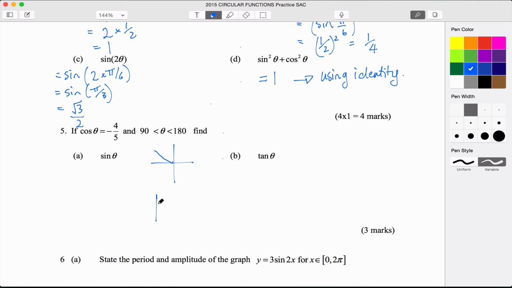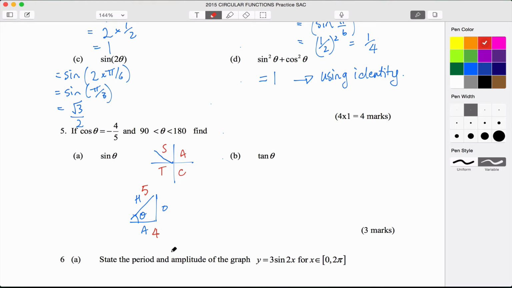I'm going to draw myself a little triangle as well from my unit circle. This is my theta, this is my opposite, this is my hypotenuse, this is my adjacent. If we know cos theta is negative 4/5, and we know using CAST here that cos theta is negative in the second quadrant, 4 divided by 5, cos, using SOHCAHTOA, cos is adjacent over hypotenuse, so adjacent is going to be 4 and hypotenuse is going to be 5.